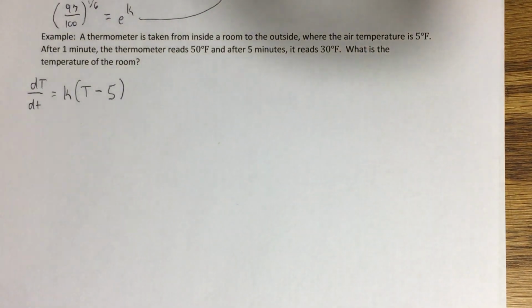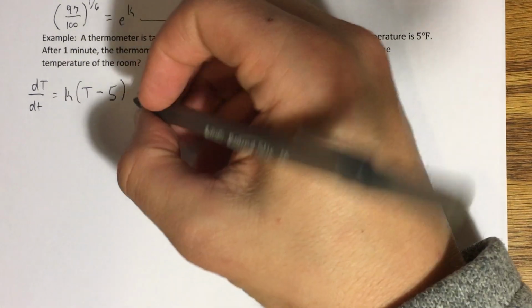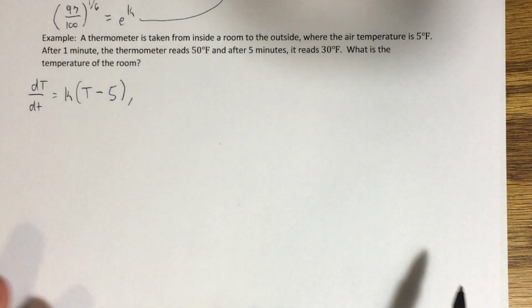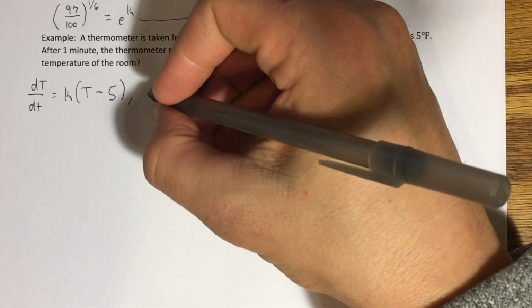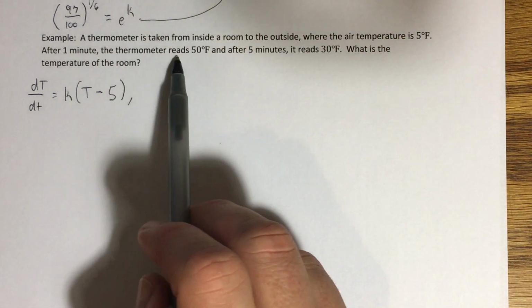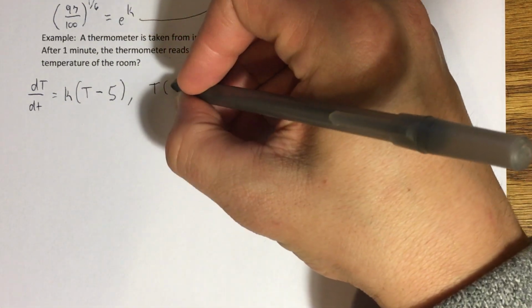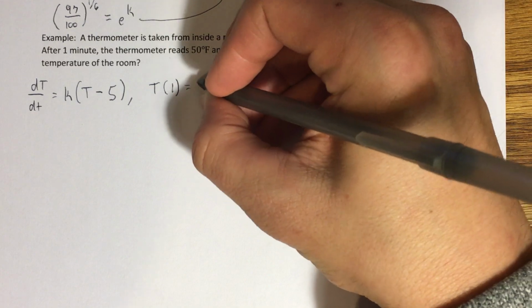It is assumed that the air temperature is constant out there, so that's kind of important. We also have an initial condition, and as was the case in the previous example, we actually have 2 points of data that we can use. We're told that after 1 minute, the thermometer is 50 degrees Fahrenheit. That corresponds to this: T of 1, for 1 minute, equals 50.